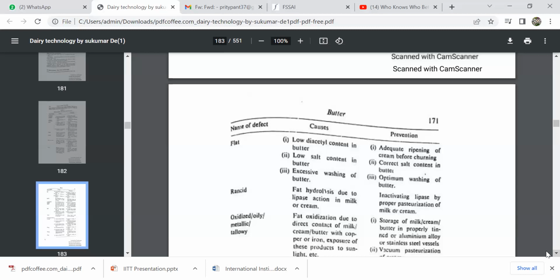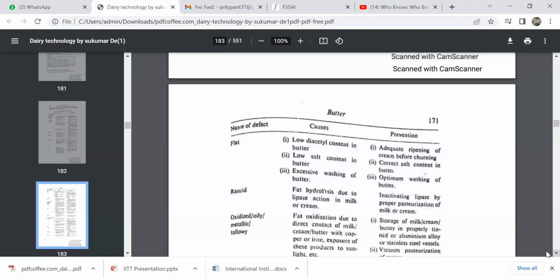इसके लिए भी हमने पहले पढ़ा है बटर ऑयल में कि हम किस तरह के यूटेंसिल्स यूज करें, दे शुड बी स्टेनलेस स्टील और टिन्ड और एल्यूमिनियम अलॉय के वेसल्स हों. वैक्यूम पास्चराइजेशन करनी है ऑक्सीडाइज्ड या ऑयली मेटालिक टू अलॉय फ्लेवर को चेक करने के लिए.